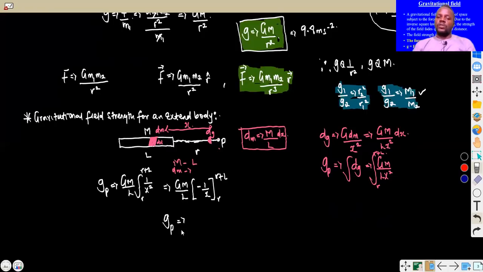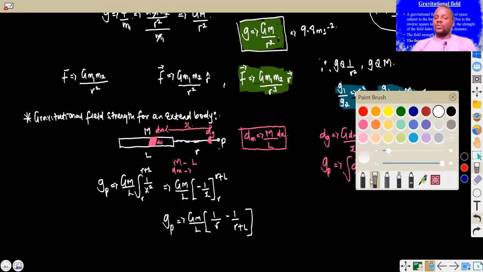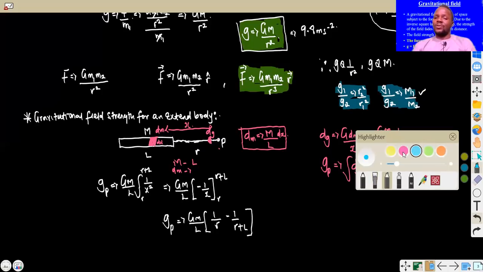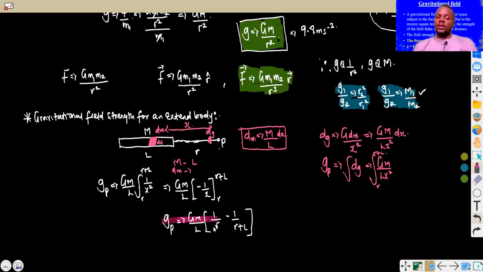So what you do is just, the GP at this point will now be equal to, you can see, GM by L. It's very simple to substitute. We are now taking what? After substituting the limits, you are going to have 1 over r minus 1 over r plus L. For those of you only concerned with putting formulas in your brain, this is another formula you can keep in mind, which is also important, and you can use it directly to solve a lot of questions on this topic.